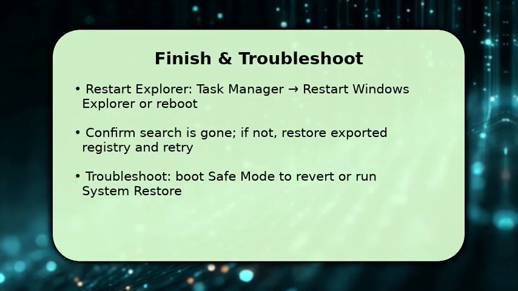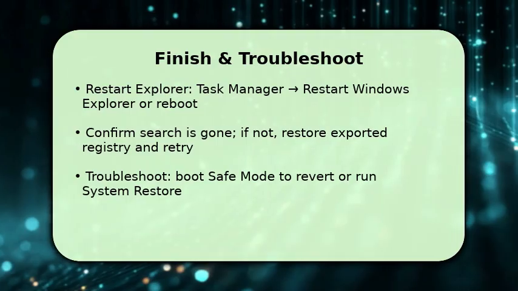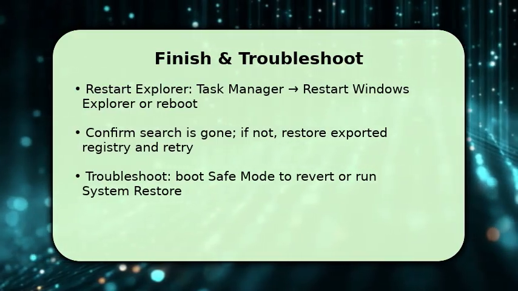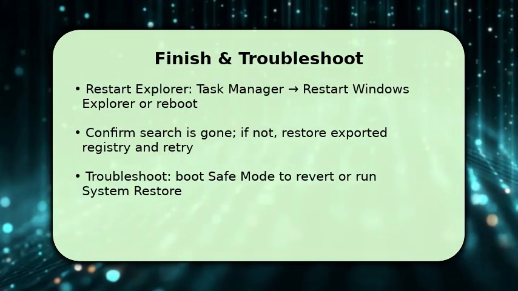If something breaks, restore the exported registry file or undo Group Policy changes right away. This returns settings instantly. If restoration fails, boot into safe mode and perform a system restore to the earlier point.